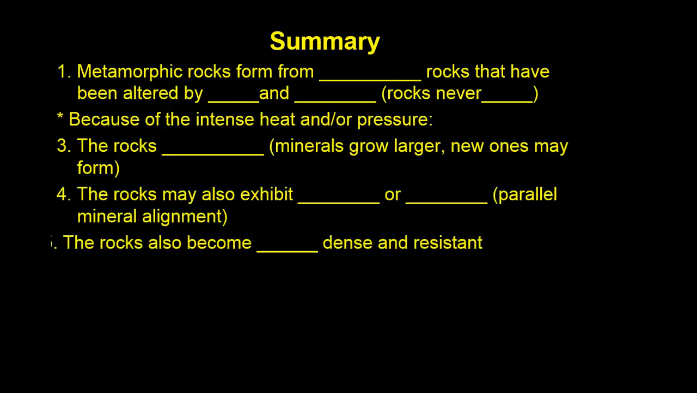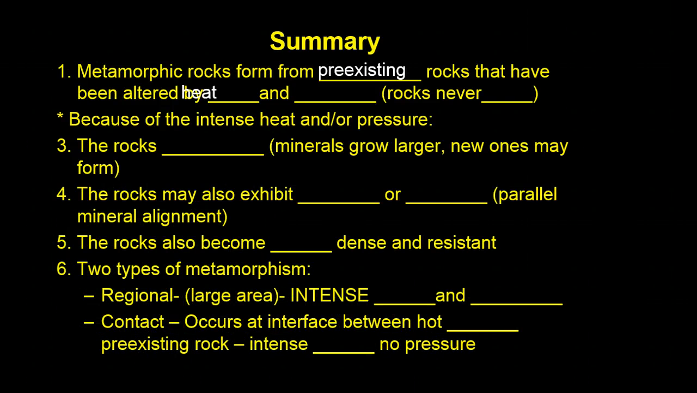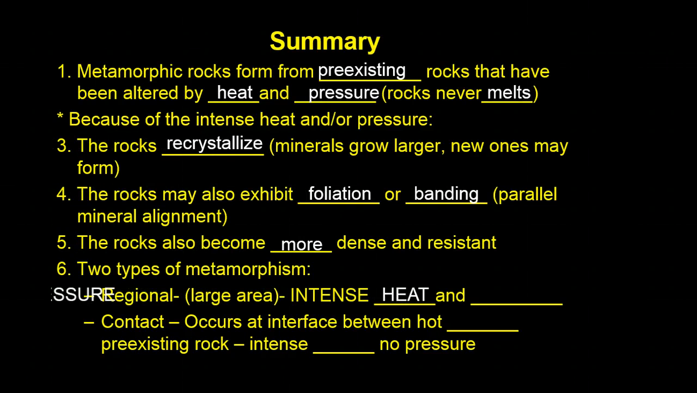And we're going to summarize everything for you right now. I'm going to just quickly go through so you can see this and you can copy it down. You're going to have to hit pause and fill in the blanks as you go. Metamorphic rock forms from pre-existing rocks that have been altered by heat and pressure. Rocks never melt. Because of the intense heat and pressure, the rocks recrystallize. The minerals grow larger and new ones may form. The rocks may also exhibit foliation or banding, parallel or mineral alignment. The rocks also become more dense and resistant.